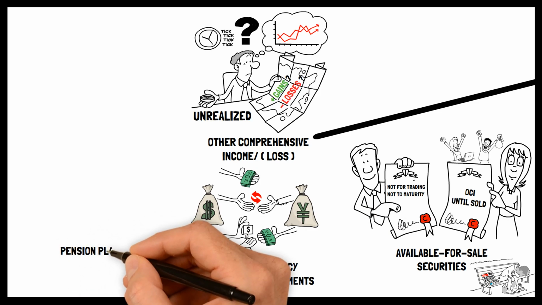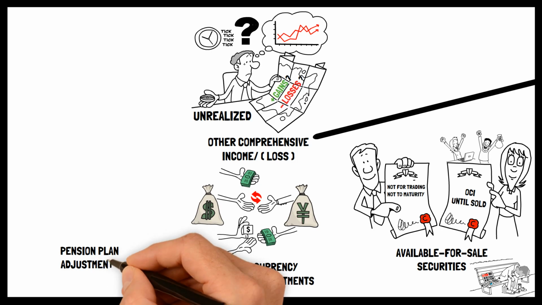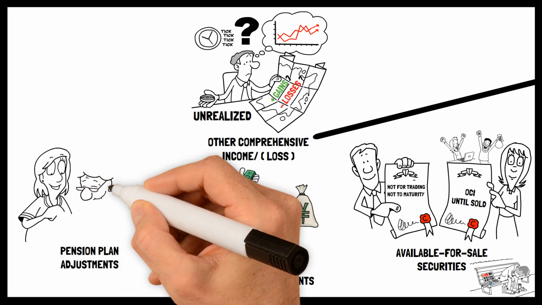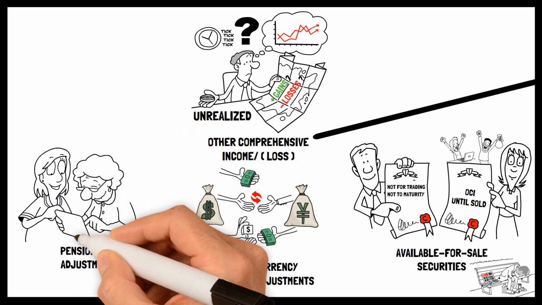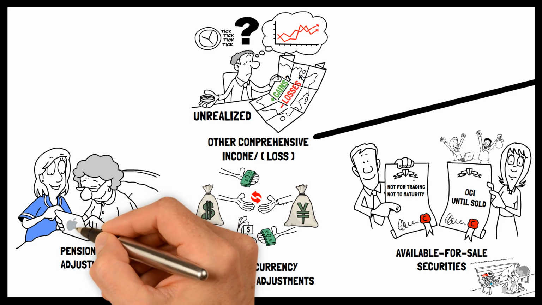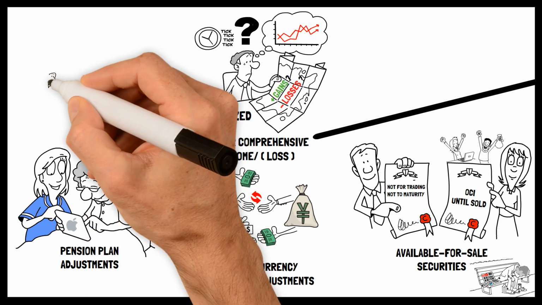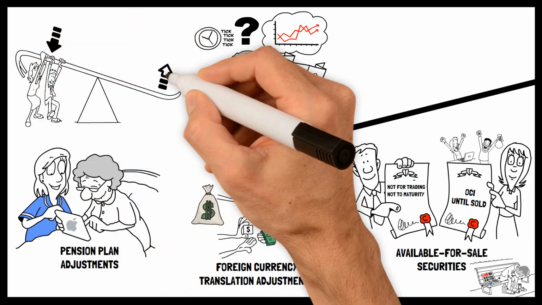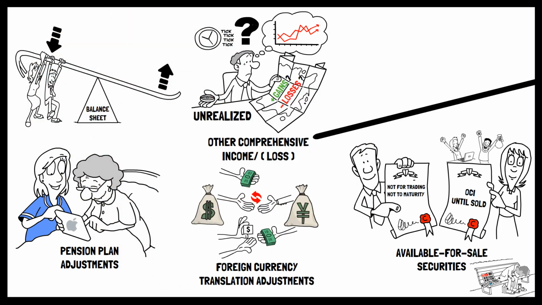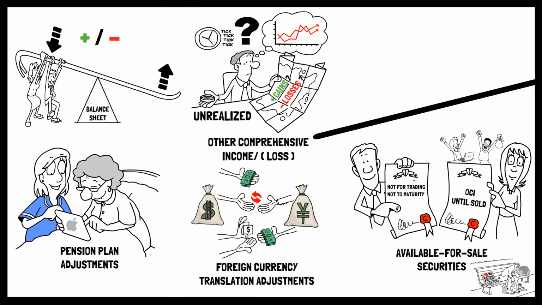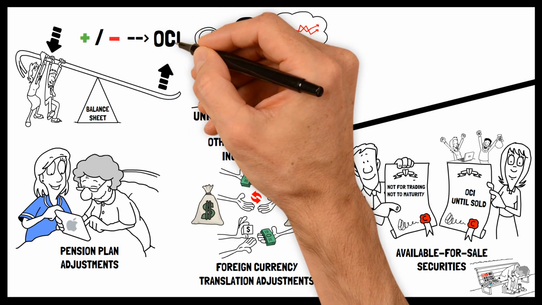Third, pension plan adjustments. Many companies offer defined benefit pension plans to their employees, which promise to pay out a certain level of benefits based on years of service and salary. The present value of the future pension payments is recognized on the balance sheet, and any gains or losses resulting from changes in the assumptions used to calculate the current value are recognized in OCI.